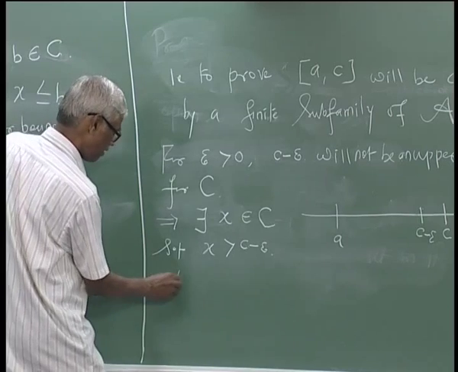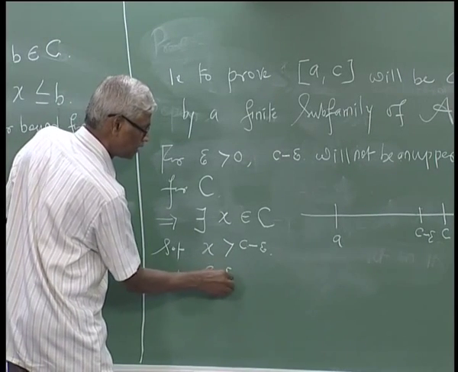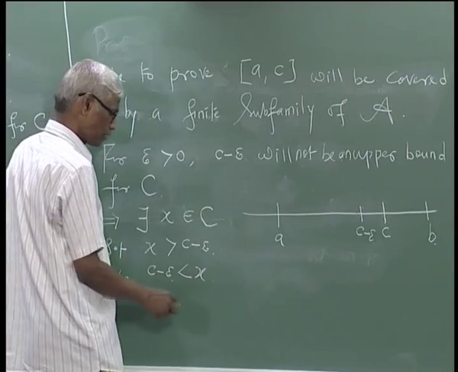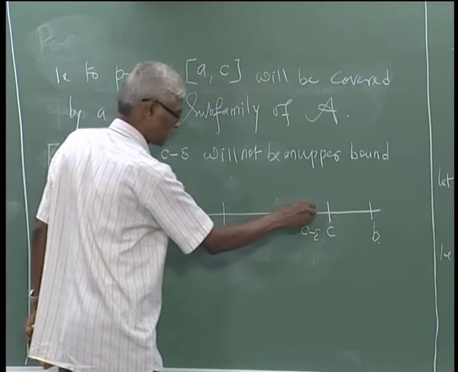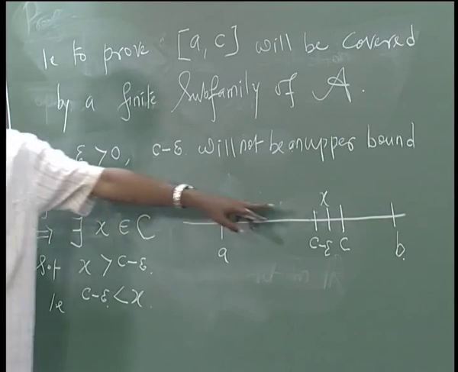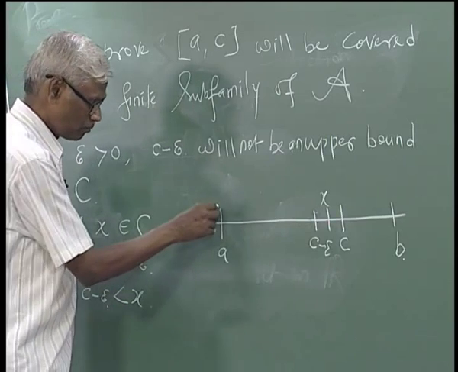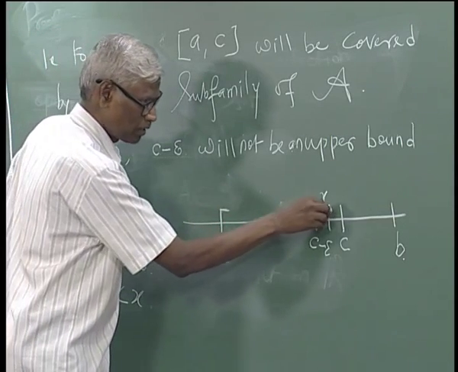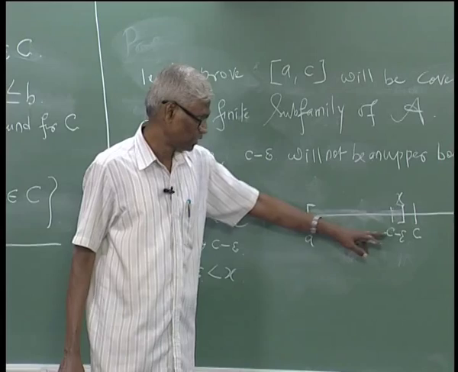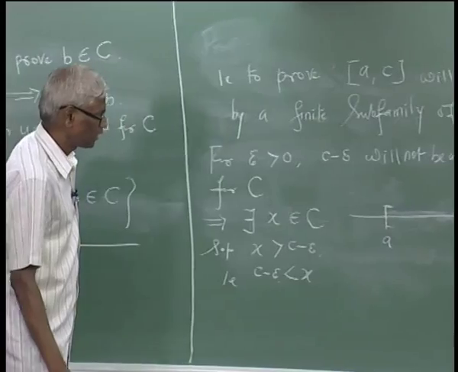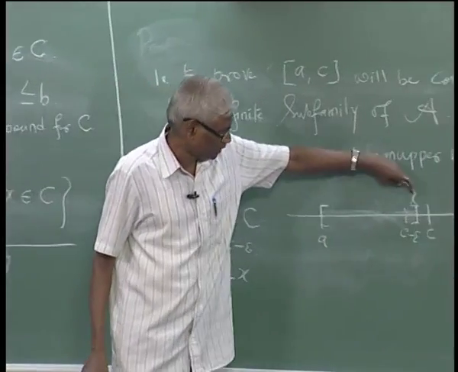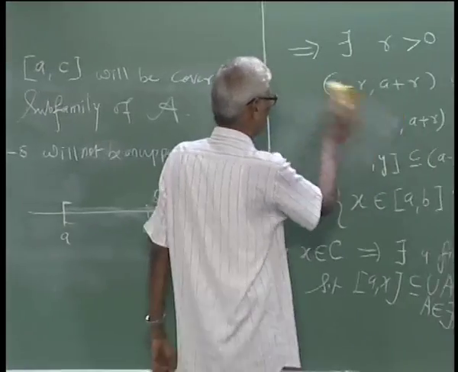In other words, c minus epsilon is less than x. So, we will get an x belonging to capital C. Now, this belonging to capital C means we will have a finite subcover for this closed interval a comma c minus epsilon, pardon, a finite subcover for a comma x, because x is in C.